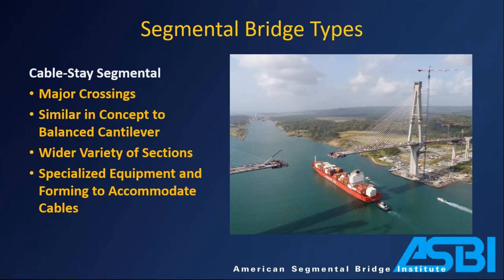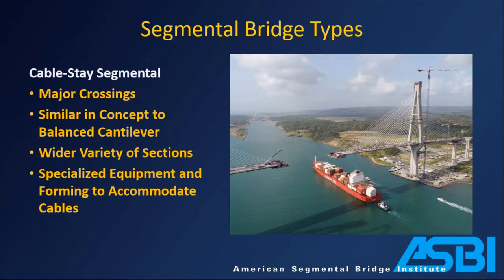Another type of cast in place bridge are cable stay. These are obviously less common and really just an extension of the same logic, right? You have something that's difficult to cross. In this case, they're usually a whole lot bigger than what you would do for a cast in place balanced cantilever. So getting up into the 1,000+ foot range, these are major crossings.